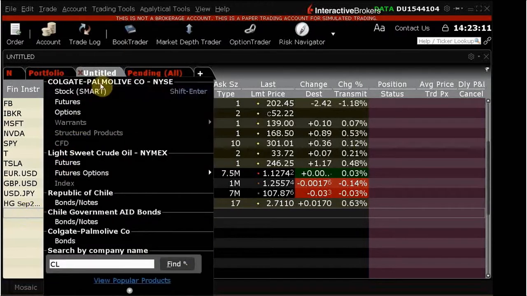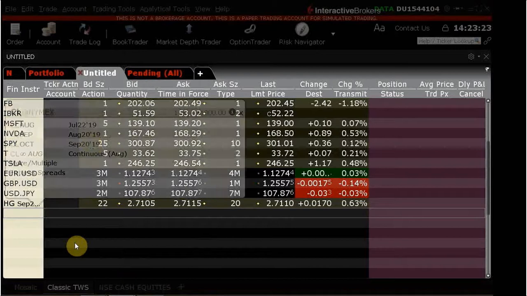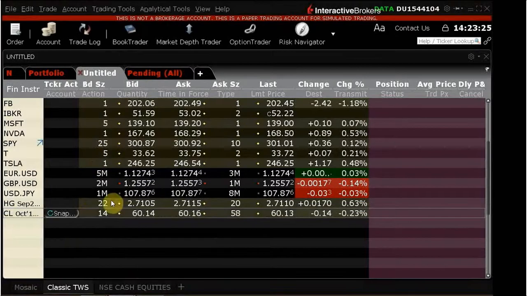Now you can see when you enter CL, you get a whole bunch of options. You have to be clear that you're not interested in Colgate-Palmolive spot equities. You are interested in crude oil futures. Okay. And so you enter that, you get a whole bunch of options. We will choose once again September.